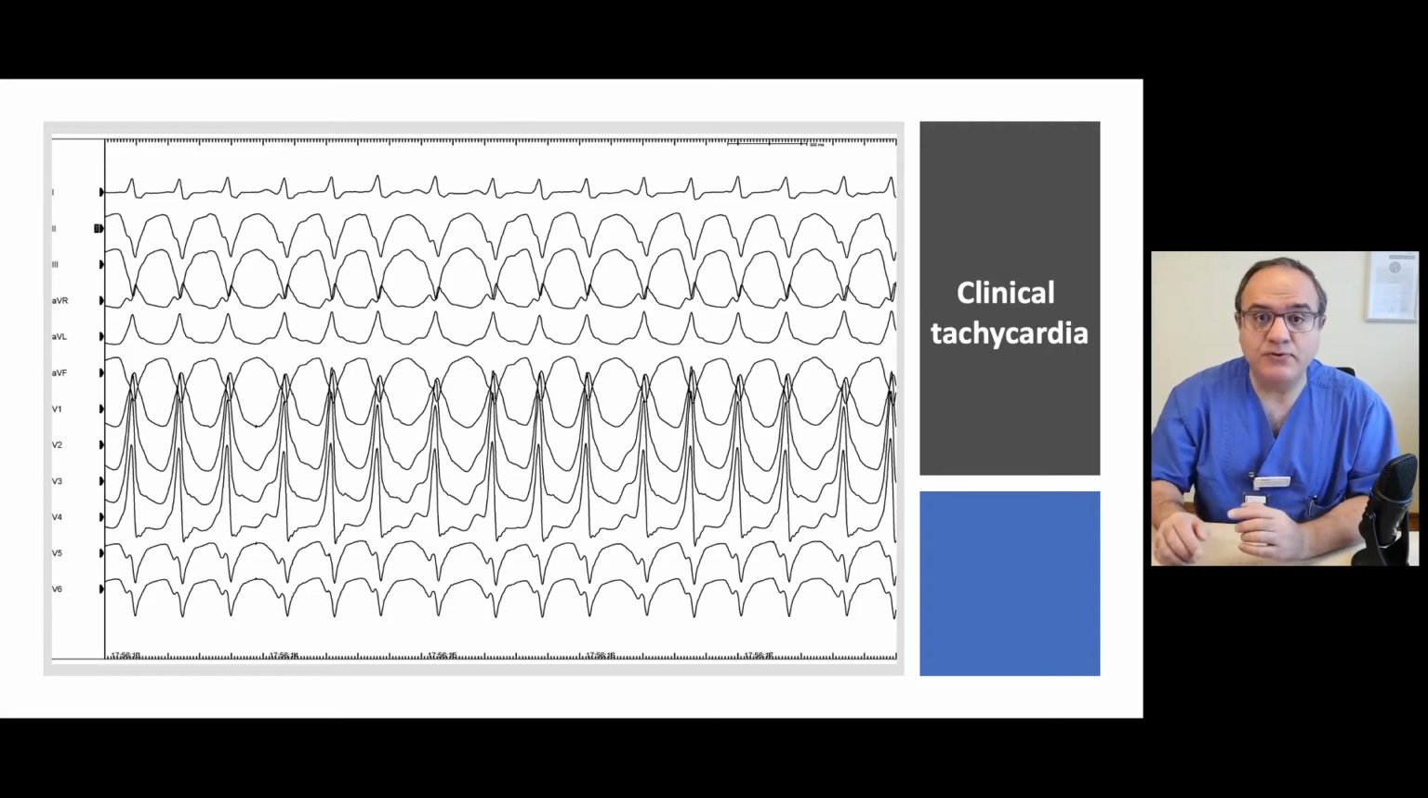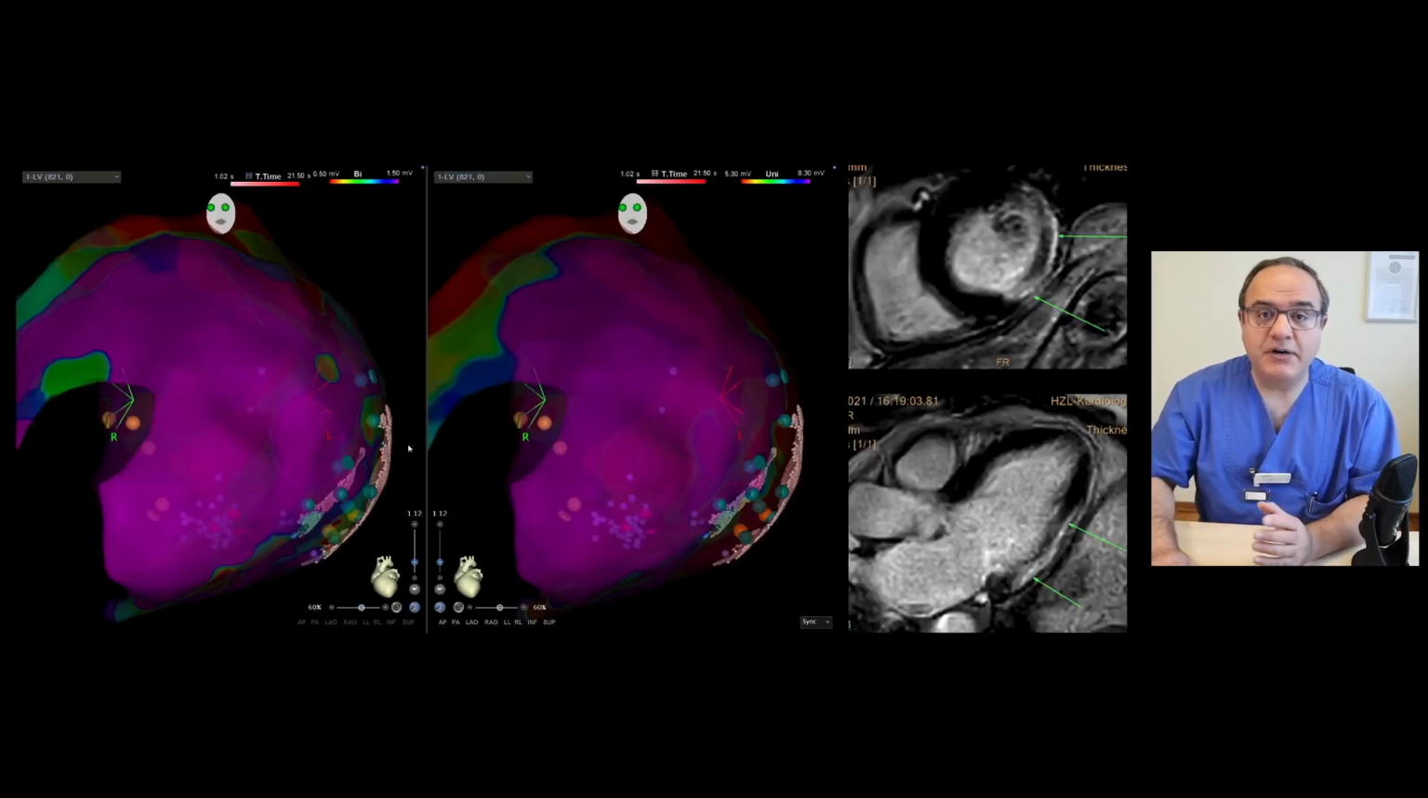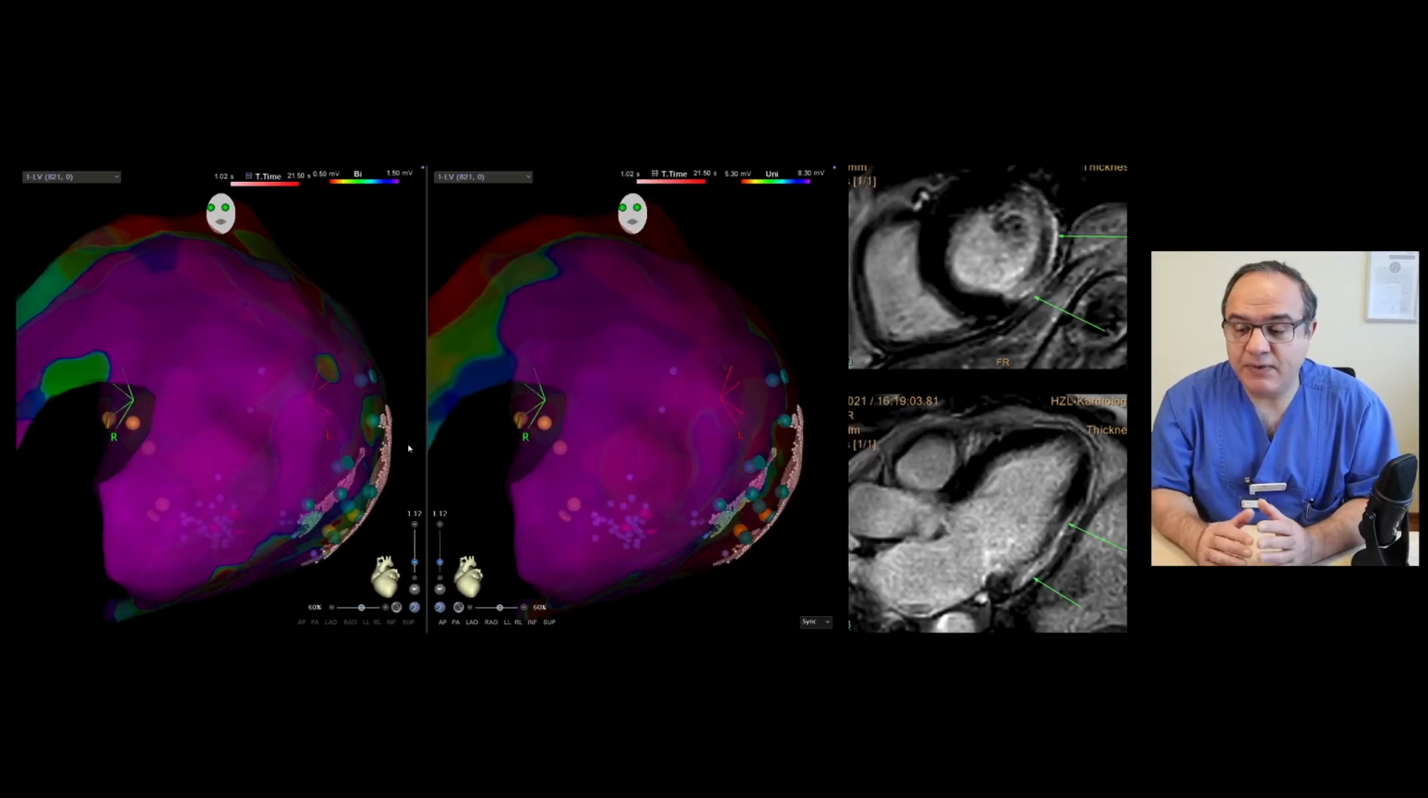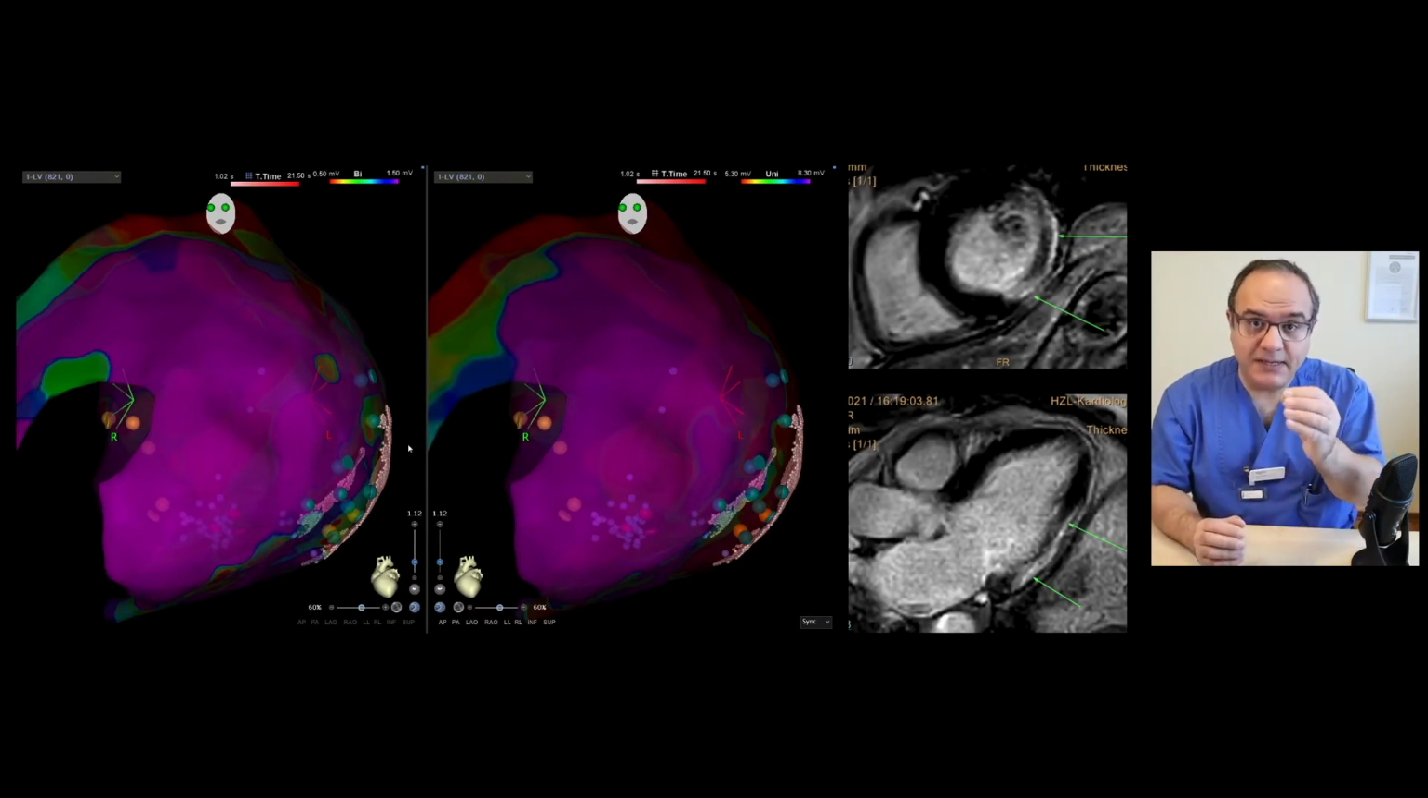Now let's look together at the MRI of the patient, and this is very interesting. On the right side we see the MRI, which shows a large epicardial scar in some area extending to the endocardial side, which suggests a scar formation after previous myocarditis despite preserved LV function.